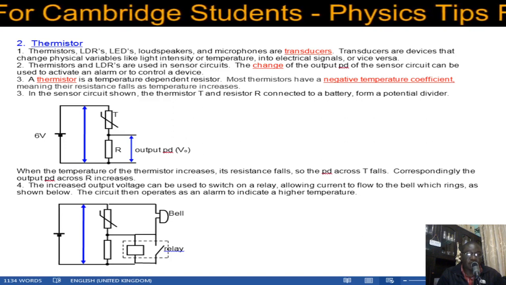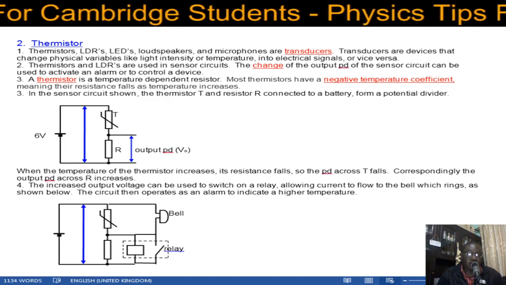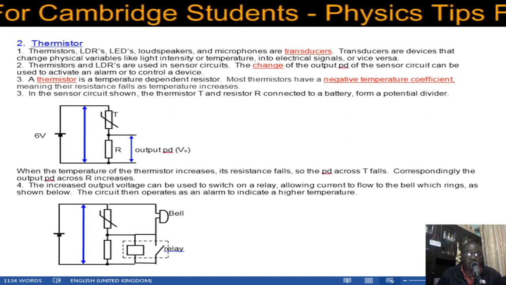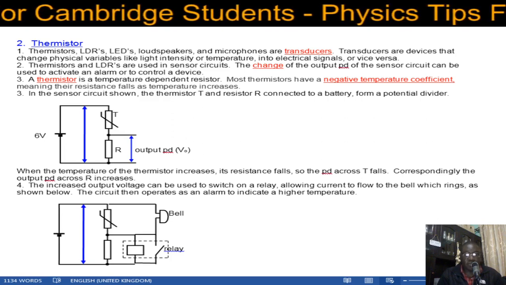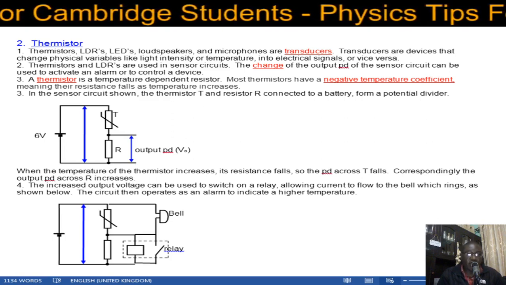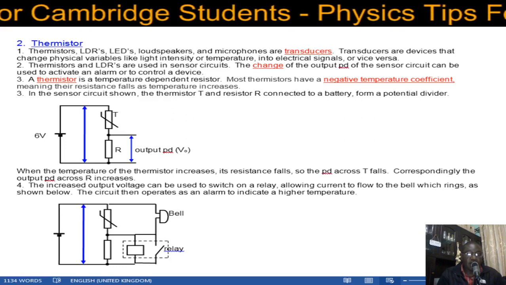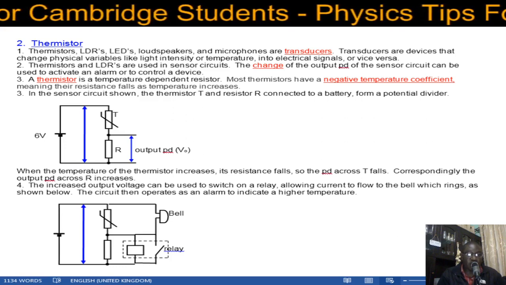So examples would be LEDs, loudspeakers, microphones. Microphones could work as either input or output. We do also have buzzers and lamps. So all those are output transducers.